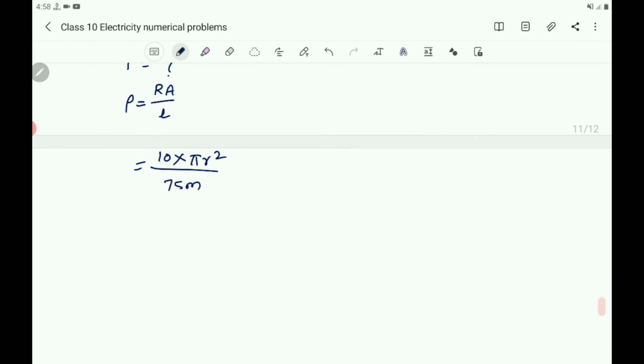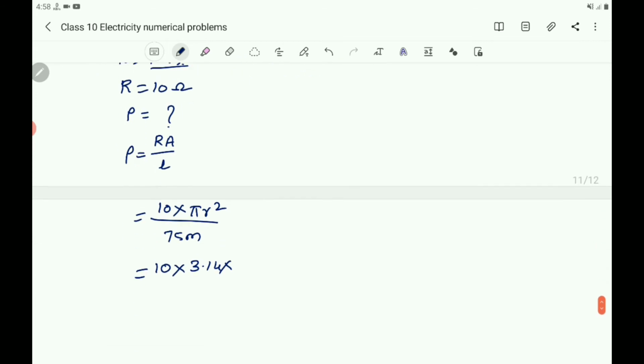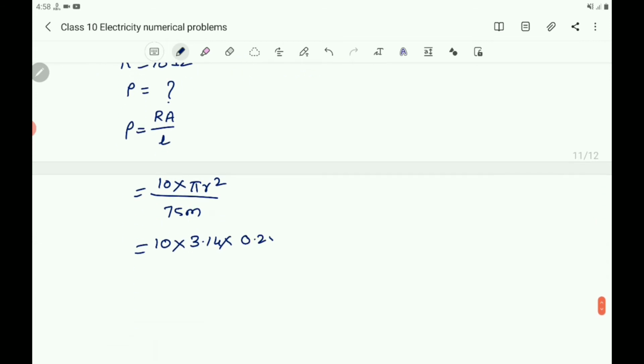75 m. That equals 10 into pi value, take 3.14, into R squared. R is the radius, that is 0.25 into 10 power minus 3, whole square. Divided by 75.